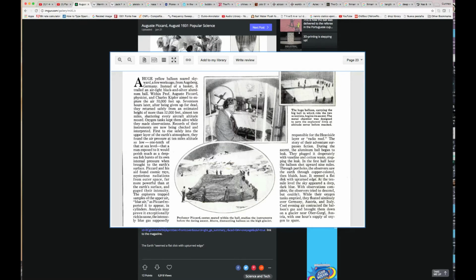First to rise safely into the upper layer of the Earth's atmosphere, they found the air pressure at 10 miles altitude so low, 1/10 of that at sea level, that a man exposed to it would perish much as a deep sea fish bursts on its own internal pressure when brought to the Earth's surface.